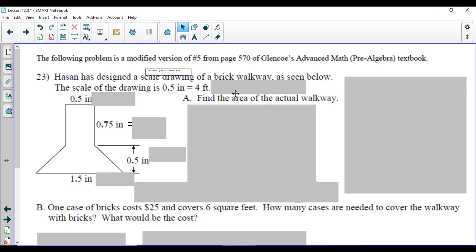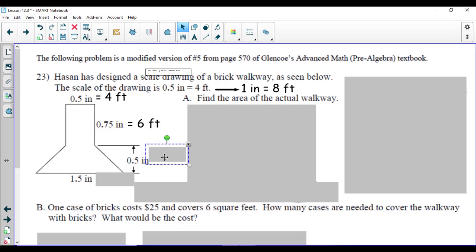So what I did was I actually took my scale, since it wasn't in terms of 1 inch, and I just doubled 1/2 inch to get 1 inch, doubled 4 feet to get 8 feet. And then I was able to easily convert each of these measurements. Since 1 inch represents 8 feet, we also have 1/2 inch represents 4 feet. This dimension right here is 4 feet. The 0.75 inches will be 6 feet. I can get that by taking 0.75 times 8. The 1/2 inch down here, again, is going to be 4 feet.